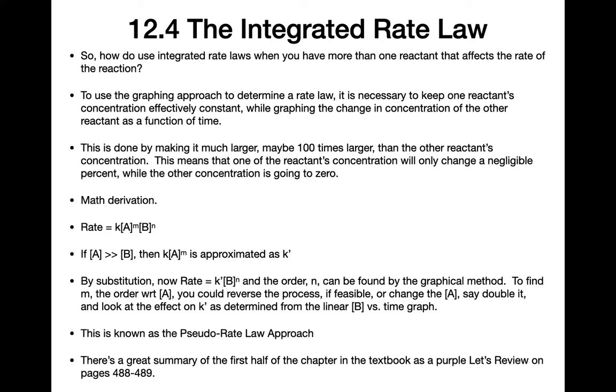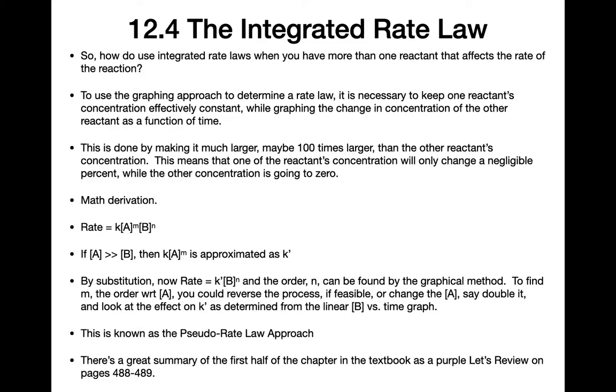Now, obviously, in that case, you'd probably want to know what m is as well and what k is. This only gives us the value for n and the value for k prime. So how do we get back to the original equation, rate equals k, A to the m, B to the n, and figure out what those other two numbers, k and m, the order for A, are actually equal to? Well, one way to do it would be to turn the reaction around and make B much larger than A. You could do that, and then in a similar way, you could figure out what m is.